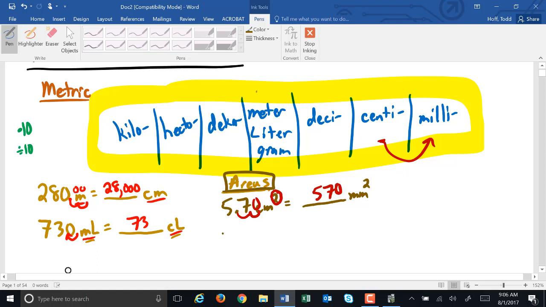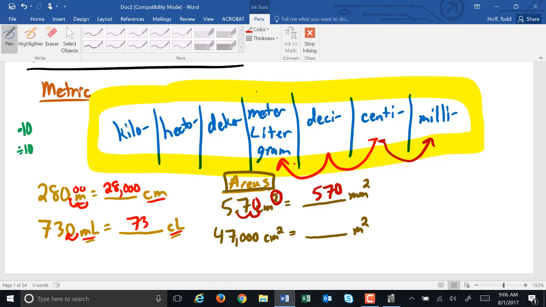Or we might have 47,000 centimeters squared going into meters squared. Centimeters to meters is 2 spots to the left. Our decimal point, remember, moves 2 for each spot on the chart now because it's squared. So 2 spots to the left becomes 4 decimal places. So 1, 2, 3, 4, 4.7 meters squared.